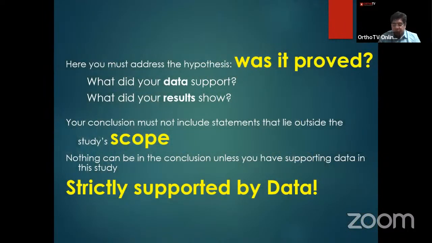In conclusion, we should mention what was proved and how it was proved, whatever your data supports has to be put up. Many times people stretch their data and try to put in conclusions that are like an extension of their results. Don't do that. Put your conclusions which are heavily supported by your data and your results. Other sentences can lie within the scope of your study, something like a future scope, but your conclusion is strictly supported by your data.